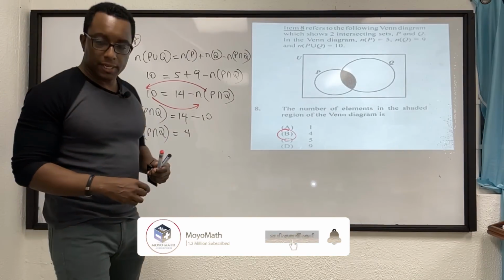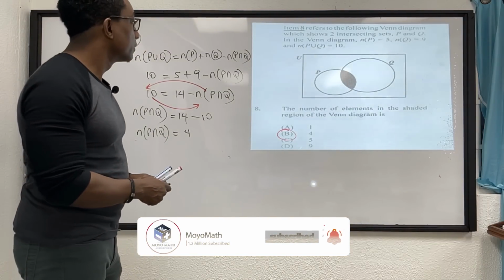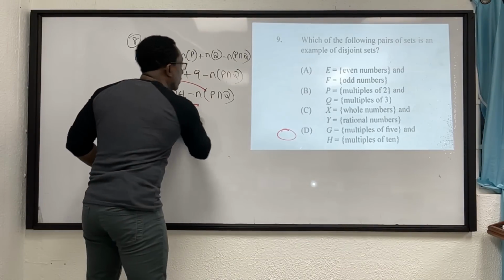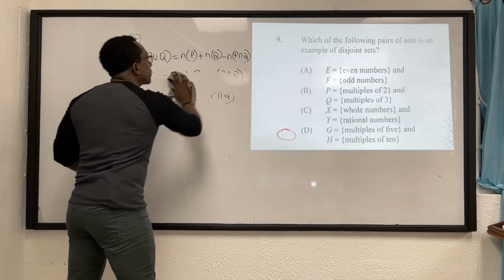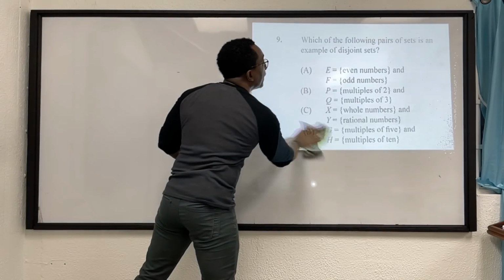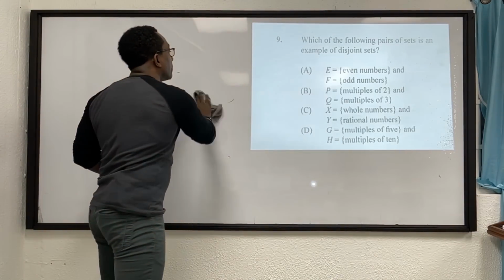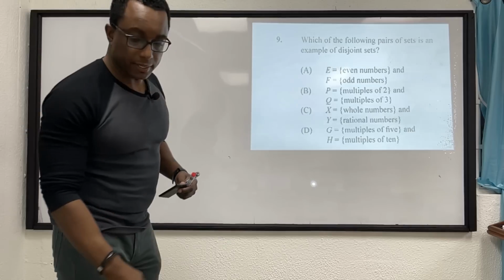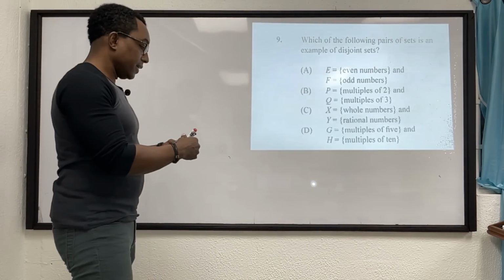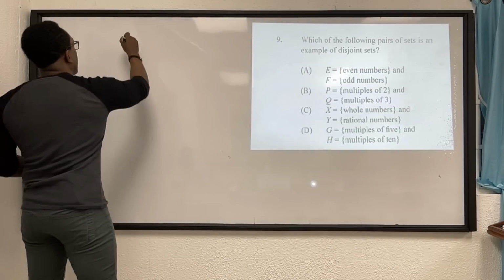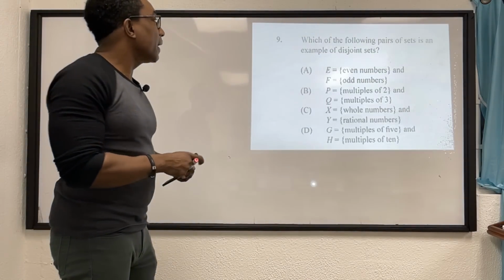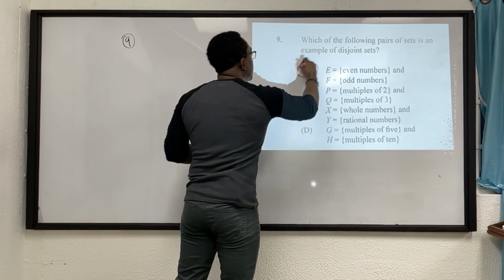Let's look at question 9. It states here, which of the following pairs of sets is an example of disjoint sets? So which is an example of disjoint sets? The answer here for question 9 will be A. And why will this answer be A?